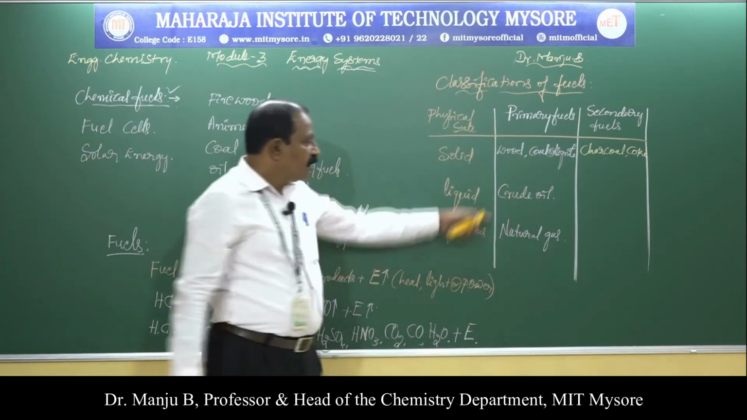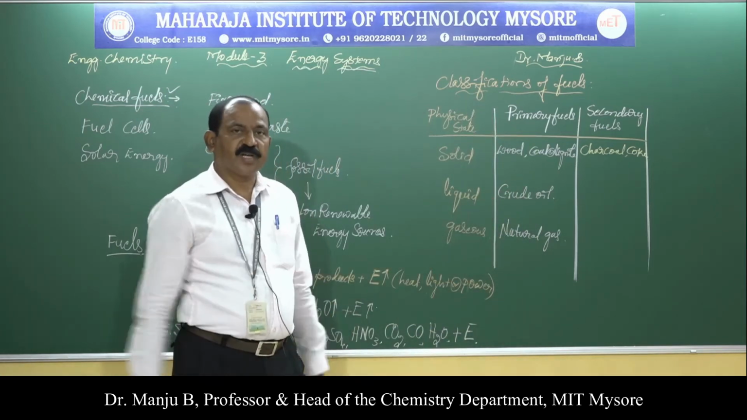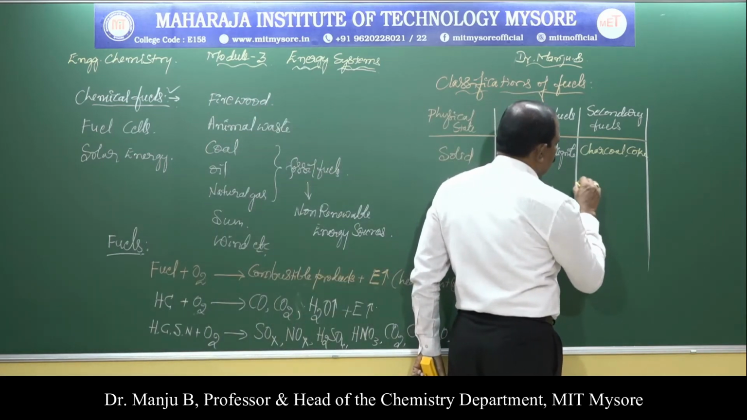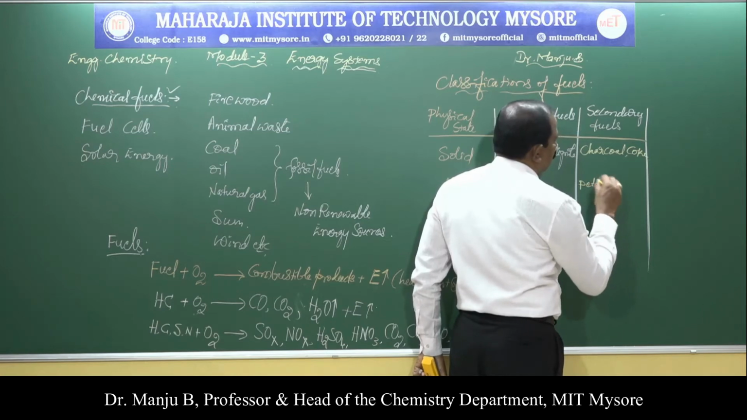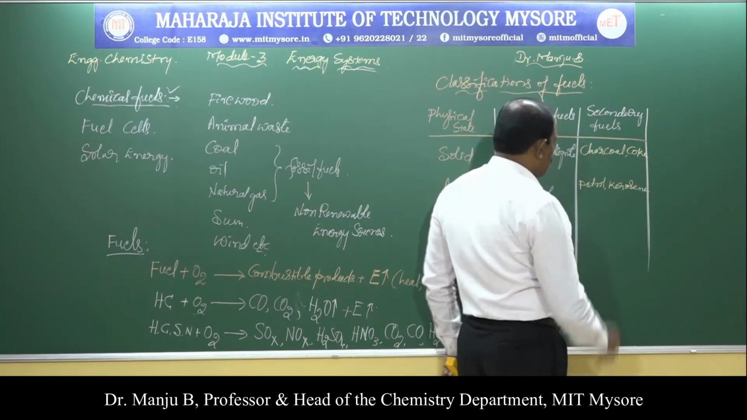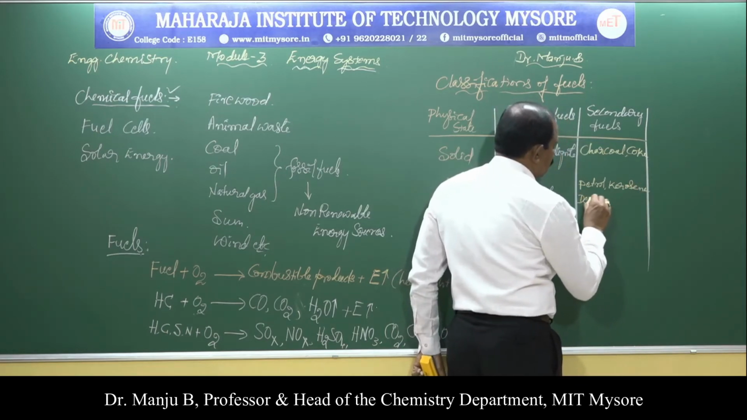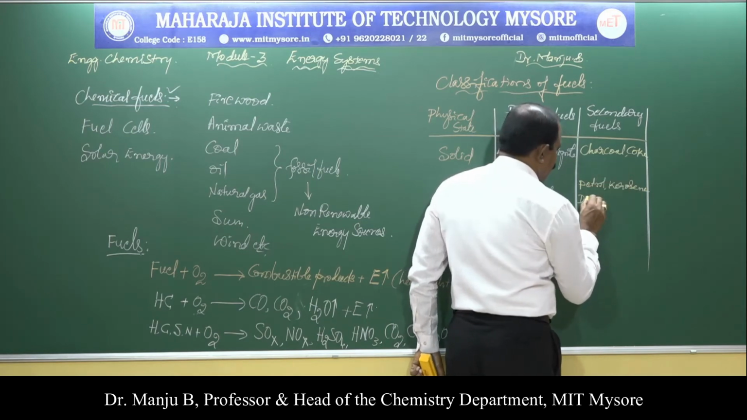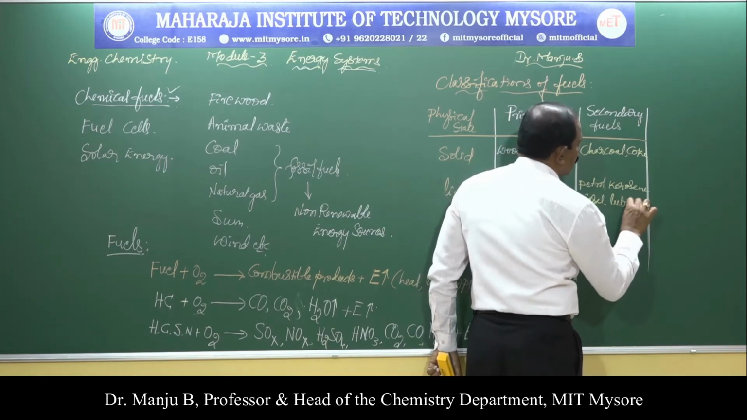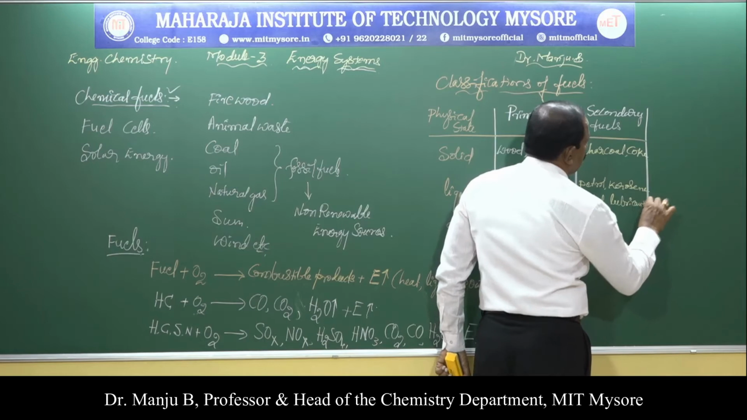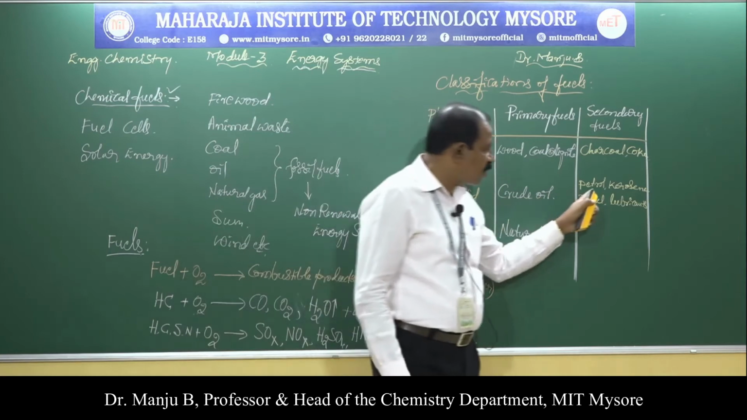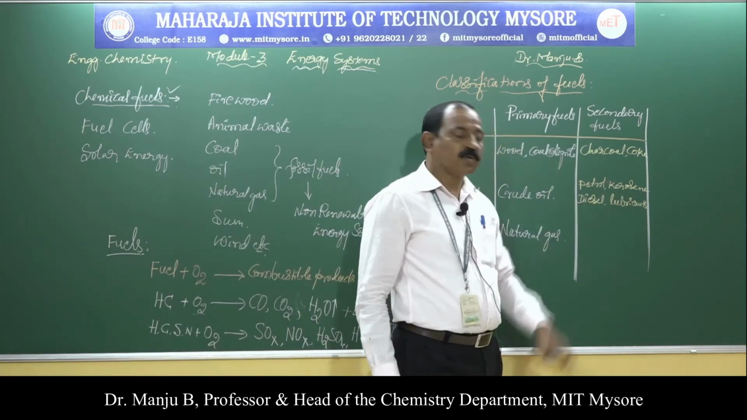Then crude oil, after being extracted from the earth's crust, is subjected to fractionation. You get liquid fuels again. Liquid fuels like petrol, kerosene, diesel, lubricants, etc. Now, these are all secondary liquid fuels. With the help of crude oil, you can derive petrol, kerosene, diesel and lubricants.